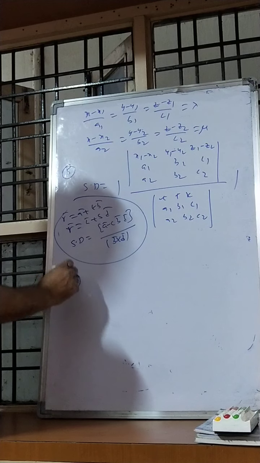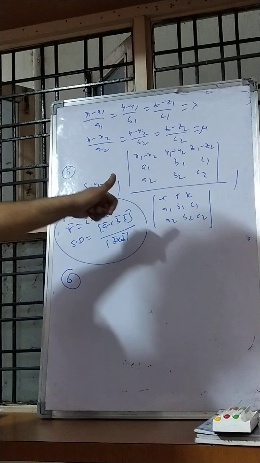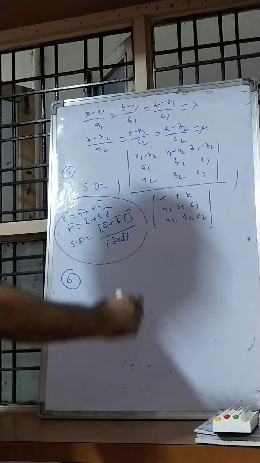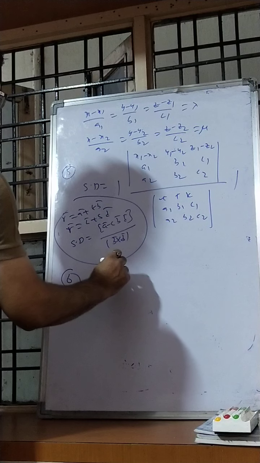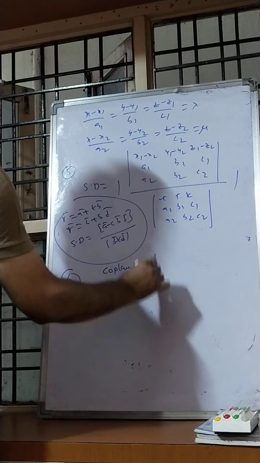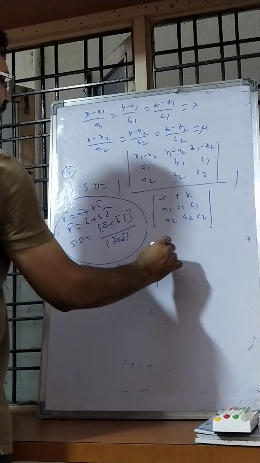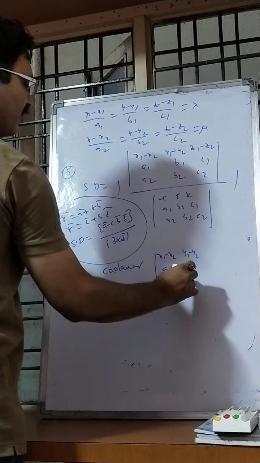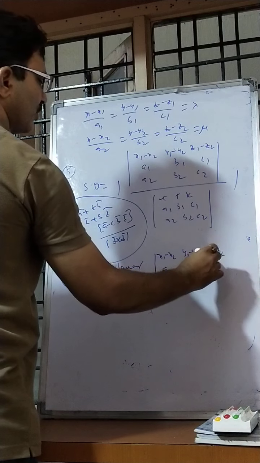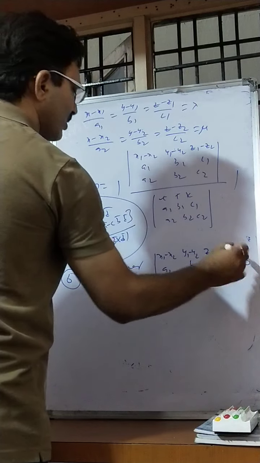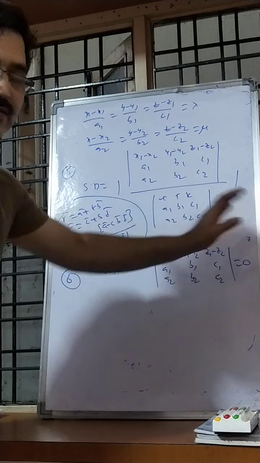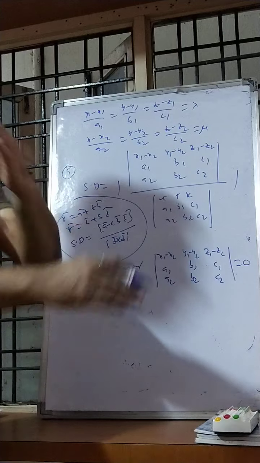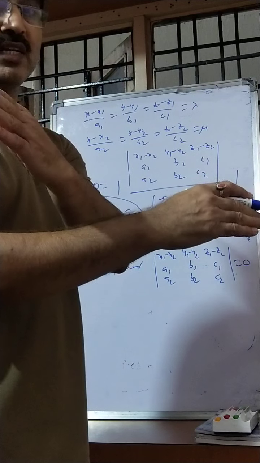Suppose they ask the question this way: if the lines are coplanar, what is the condition? For coplanar, remember only the determinant: x1 minus x2, a1, a2; y1 minus y2, b1, b2; z1 minus z2, c1, c2 is equal to 0. That's it, use this one. If they are coplanar, they lie in a plane. Here, no plane exists for skew lines.